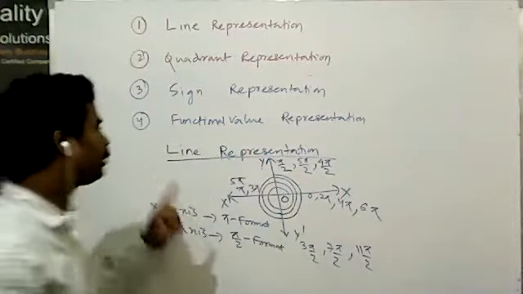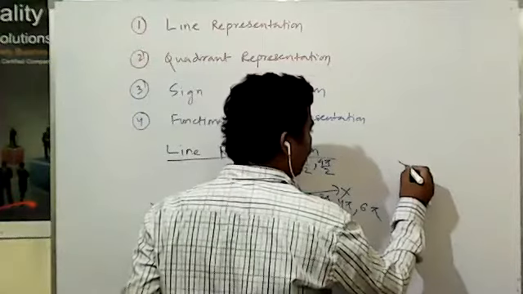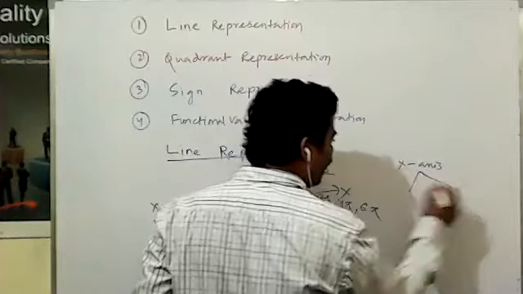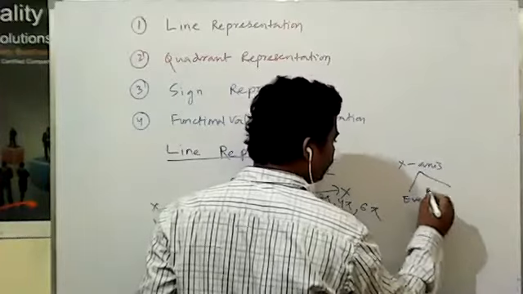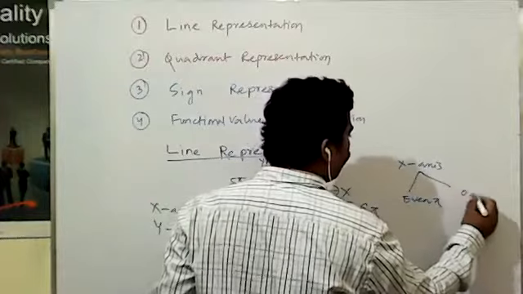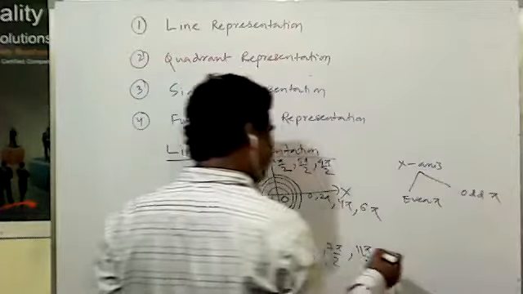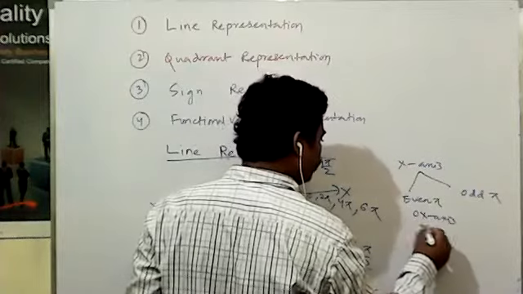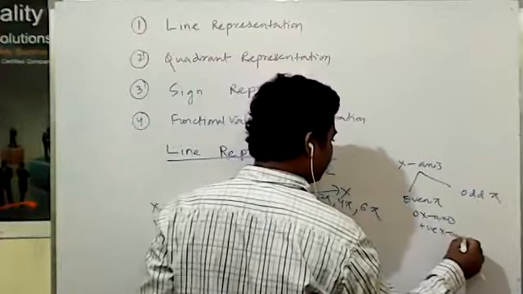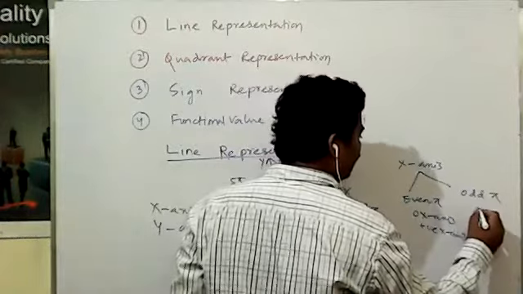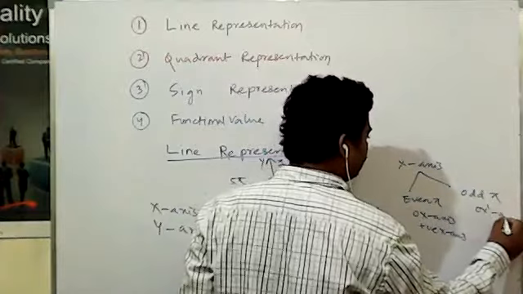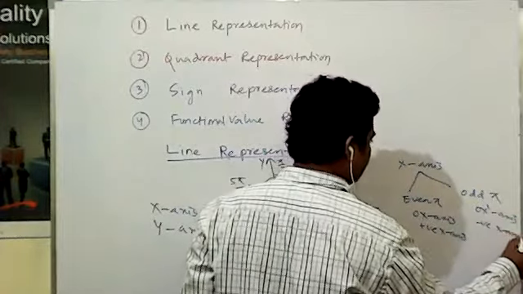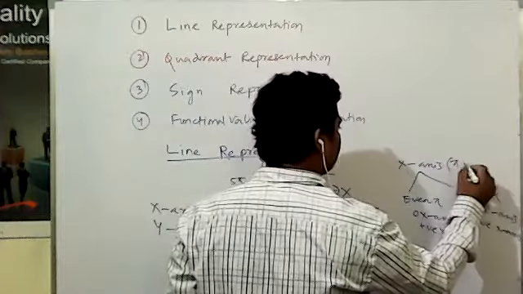Here, the x-axis pi format has two systems. One is even pi, another is odd pi. Even pi means the O x axis, the positive x-axis, and odd pi means the O x dash axis, the negative x-axis. This is the pi format concept.